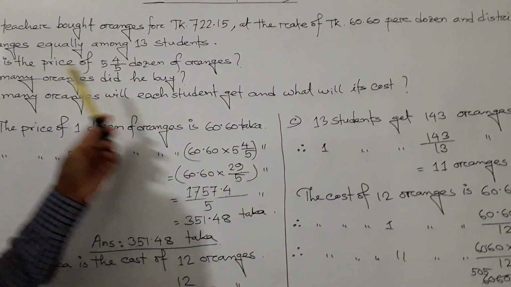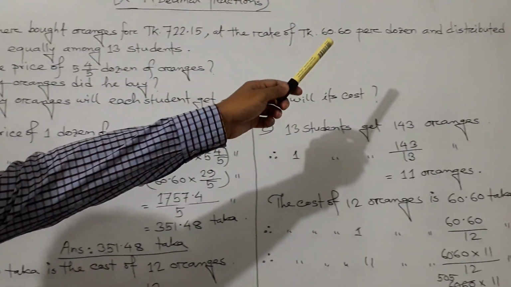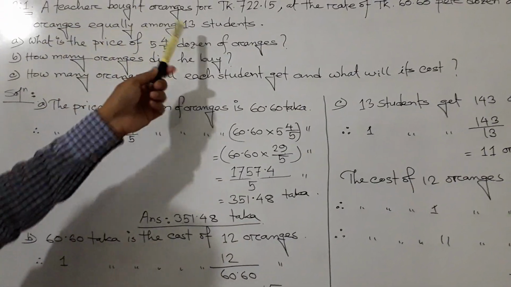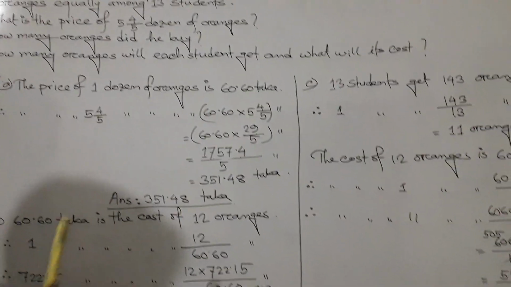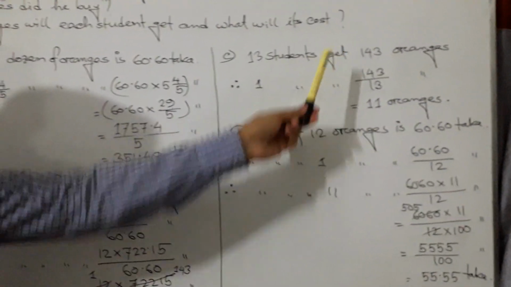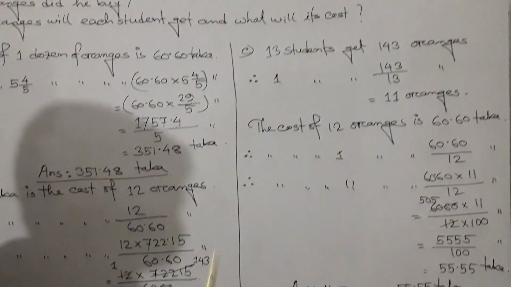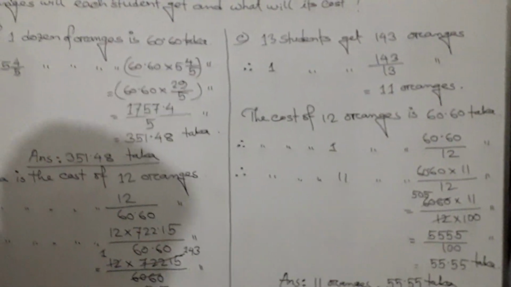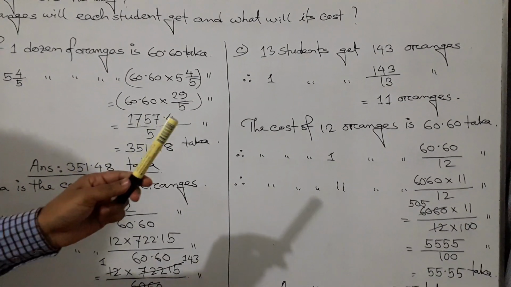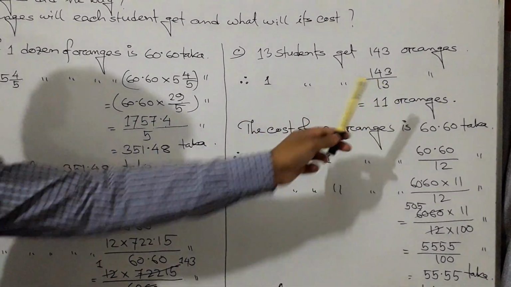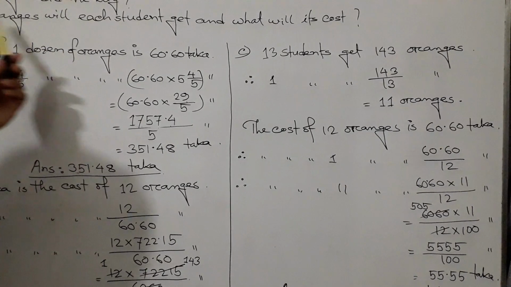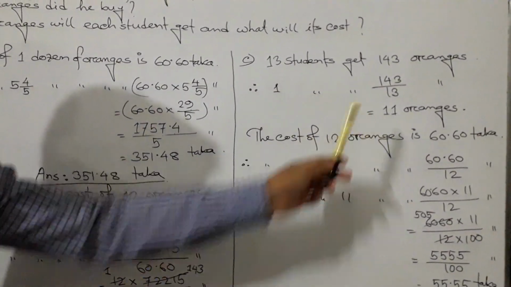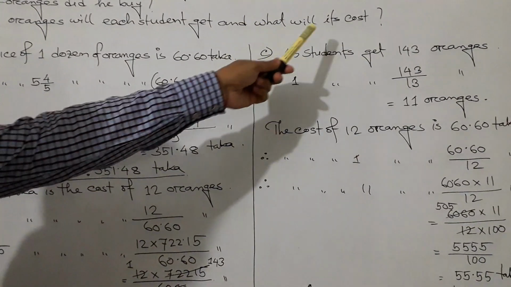Now we follow. He bought the oranges, and they distribute the oranges equally among his 13 students. So 13 students get 143 oranges. Now we find one student gets 143 divided by 13. Now we get the result 11 oranges. That is how many oranges each student gets. So one student gets 11 oranges. And what will it cost?